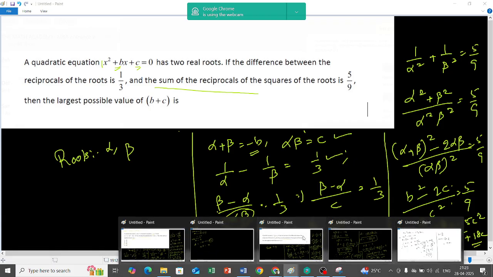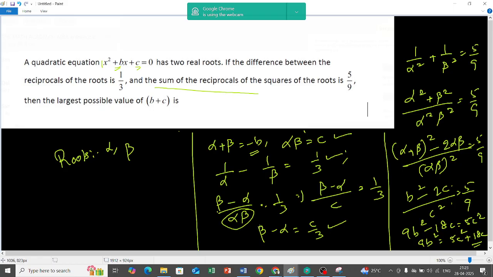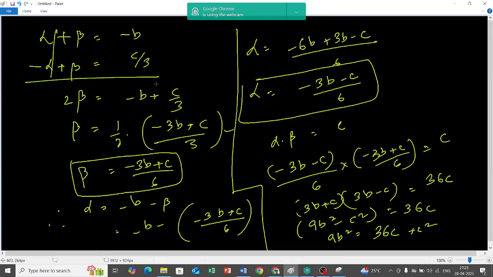Now we need to get another equation. One I have got is beta minus alpha is c by 3. Another I have is alpha plus beta is minus b. When I am simultaneously solving it, I am getting beta as minus 3b plus c by 6. From here, I can find out the value of alpha. You can put this value of beta in either equation and get alpha. I have put it in the first equation, alpha is minus b minus beta. So when I put it, I get alpha as this.